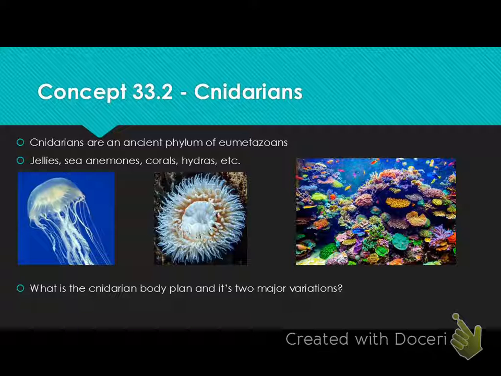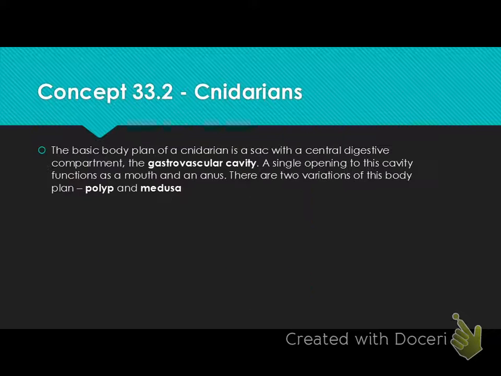Cnidarians? Okay. They are an ancient phylum of eumetazoans. So these are jellies, sea anemones, corals, hydras, and so on. The body plan and the two major variations is the focus. So the basic body plan is a sac with a central digestive compartment called the gastrovascular cavity. A single opening to this cavity functions as both the mouth and the anus.